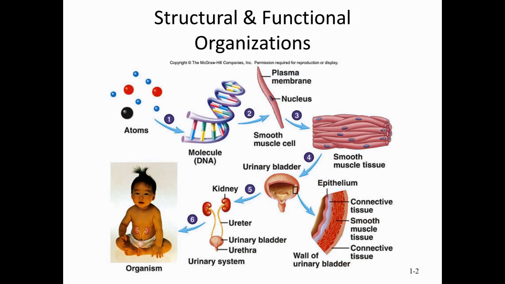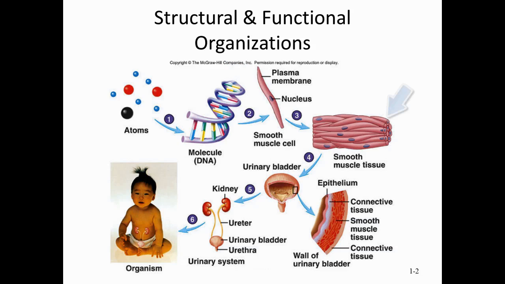If we go back and you remember that we have the structural and functional organization of an organism, we're going to start off with atoms and molecules. Those are considered to be the chemical level, which is the smallest level of organization. We then move up to cells. Cells are made up of a group of molecules. Again, molecules are made up of two or more atoms.